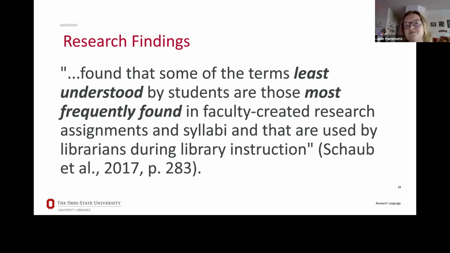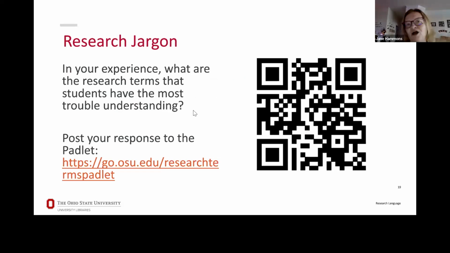There's been some research and some studies looking at what kinds of terms students have trouble understanding. And this was a great study that was published a couple of years ago, where the authors looked at terms that are included on syllabi and had students try to identify what those terms are. And they found that the terms that were most frequently used in the syllabi were the terms that the students least understood, right? We're going to talk about some of the terms that students have trouble with in a second.